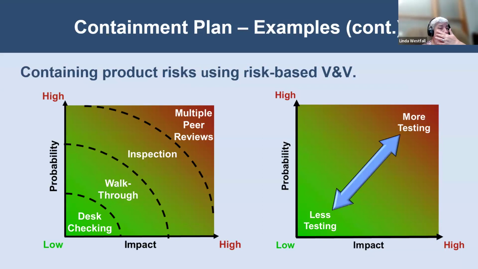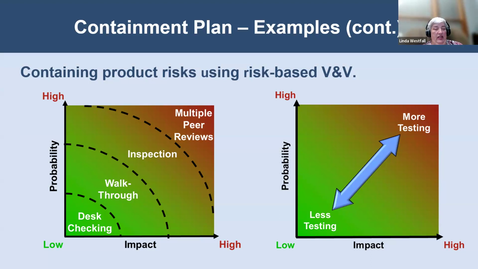For product type risks, and this is true in software, but I'm assuming it would be true elsewhere as well, we can just do more verification and validation. For the low risk stuff, for example, we just may have one person desk check the software or the document or the work product. If it's more risky, we can have 2 or 3 people desk checking.